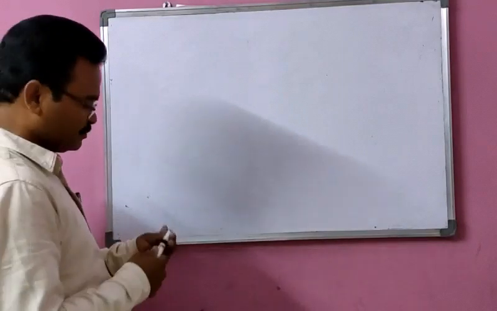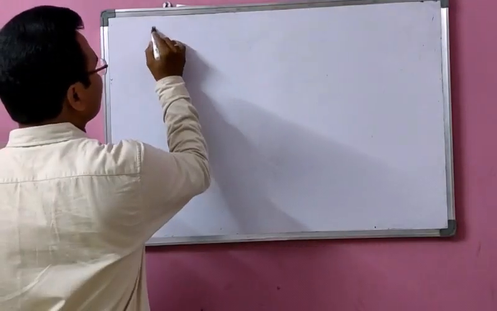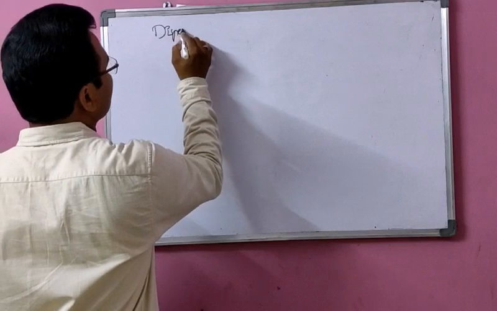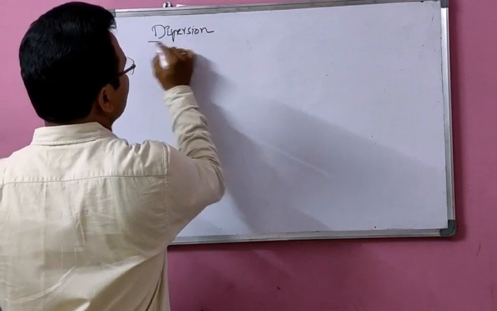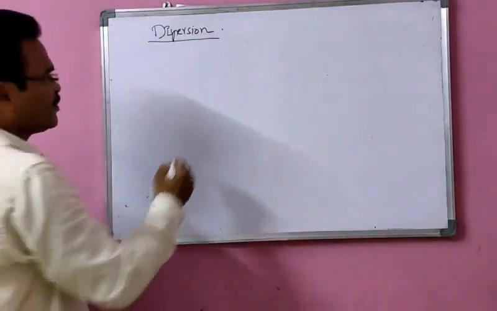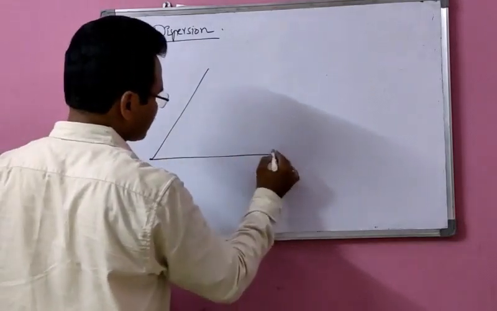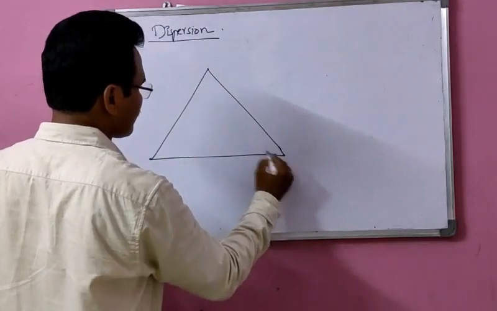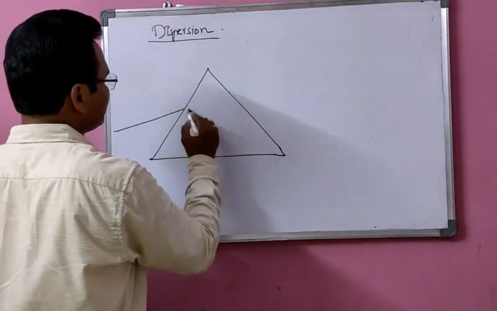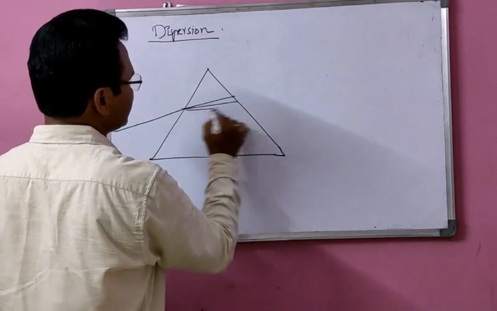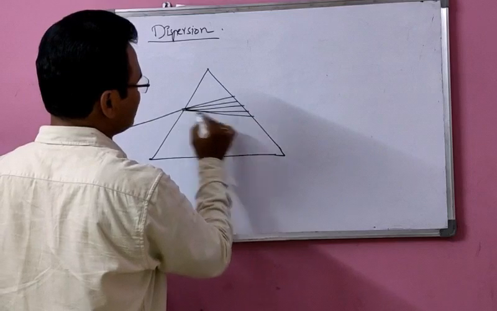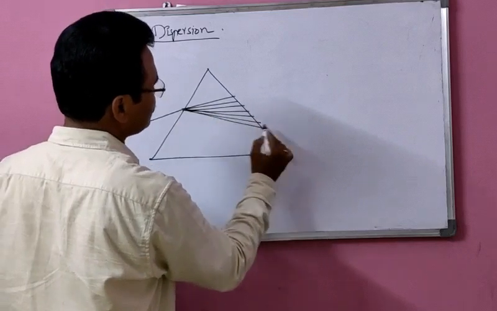Next, dispersion. What do you mean by dispersion? This is a prism. When white light is incident on it, what happens here? It splits up into 7 constituent colors.